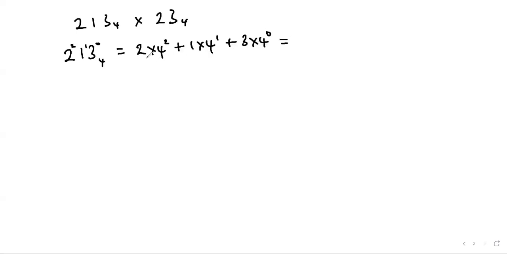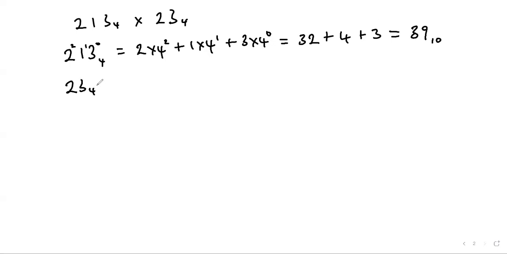And this equals to what? 4 raised to the power of 2 is 16. 16 times 2 is 32. So we write 32 here plus 1 times 4 is 4. 4 raised to the power of 0 is 1. 1 times 3 is 3. Which equals to 32 plus 4 is 36 plus 3, 39 base 10. So 213 base 4 equals 39 base 10. Let's convert 23 base 4 to base 10 as well.